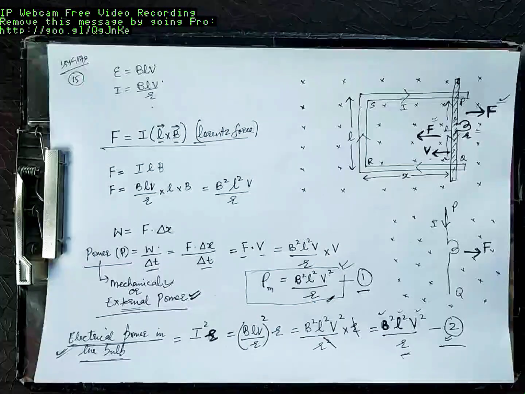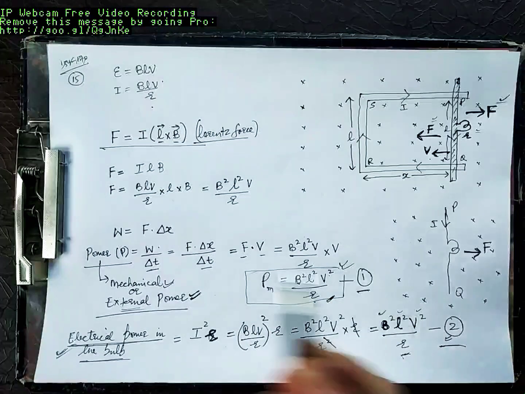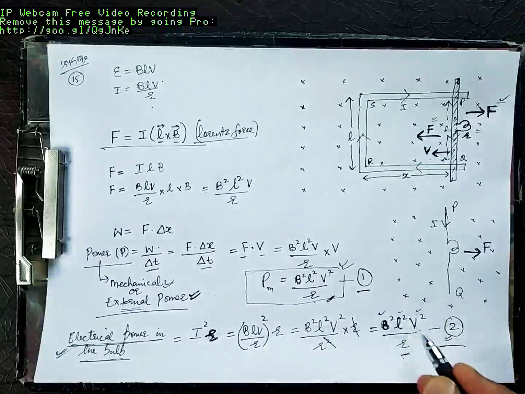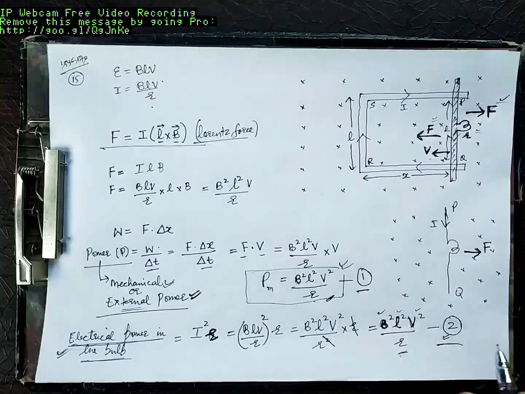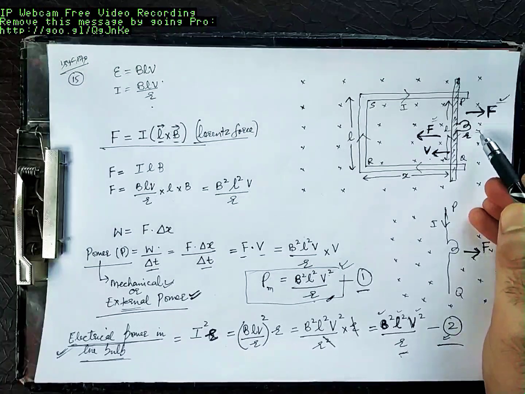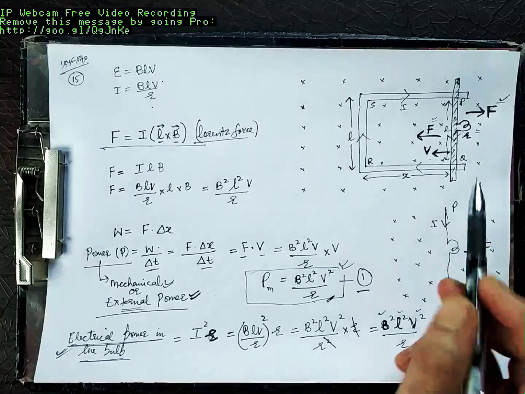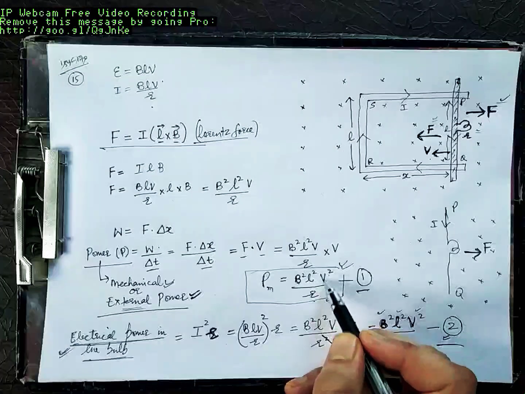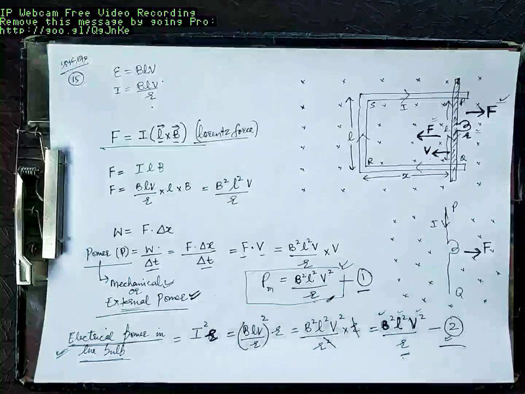If you want to increase the electrical power, you can increase the velocity of the conductor. So this bulb will glow brighter. But in order to move this faster, this V has to be increased. That means PM has to be increased. Your mechanical power also increases.